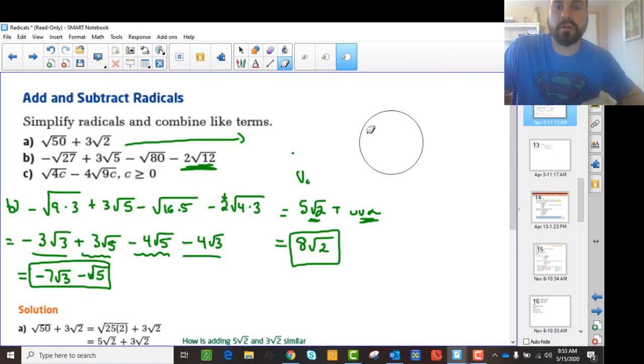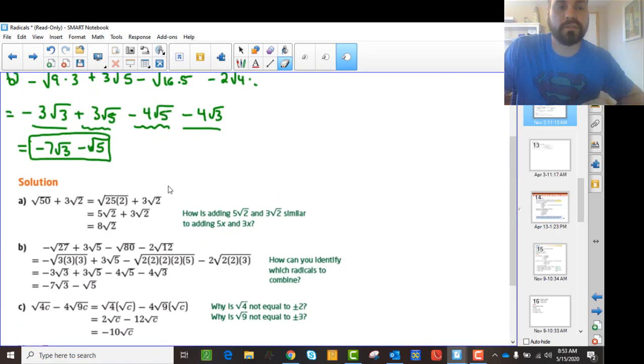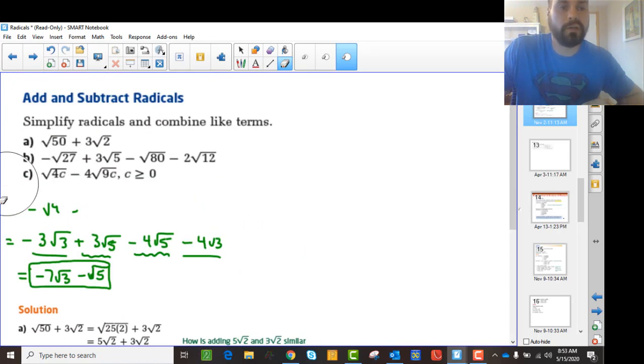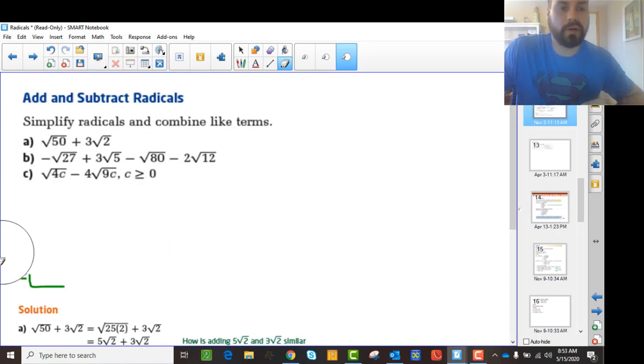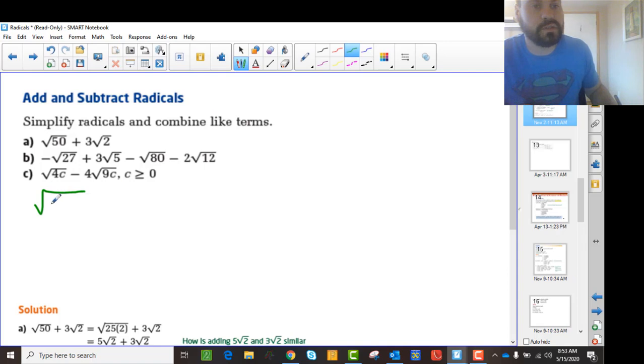And then if you look at part C, I'm just going to erase this. The solutions are actually down here as well. Okay, so you don't have to worry about having them written down. If you look at part C, we're going to start with square root of 4c, so that's going to be 2 root c.